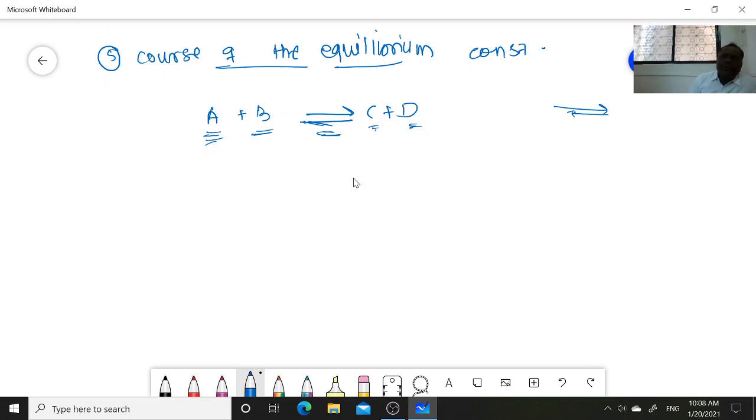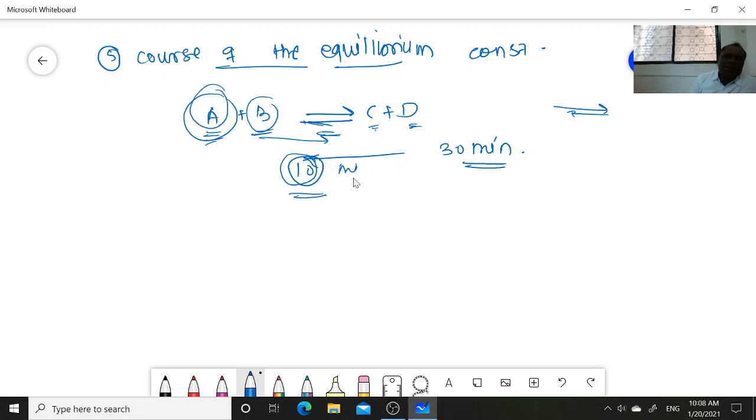Suppose this reaction requires 30 minutes to attain equilibrium, right? Now, what happens at 10 minutes? We have mixed A plus B. The reaction proceeds in the forward direction, and some of the products come back in the backward direction, right? Some of the concentration of A has changed and some of the concentration of B has changed. At that time, the equilibrium constant K has changed during the course of the reaction.